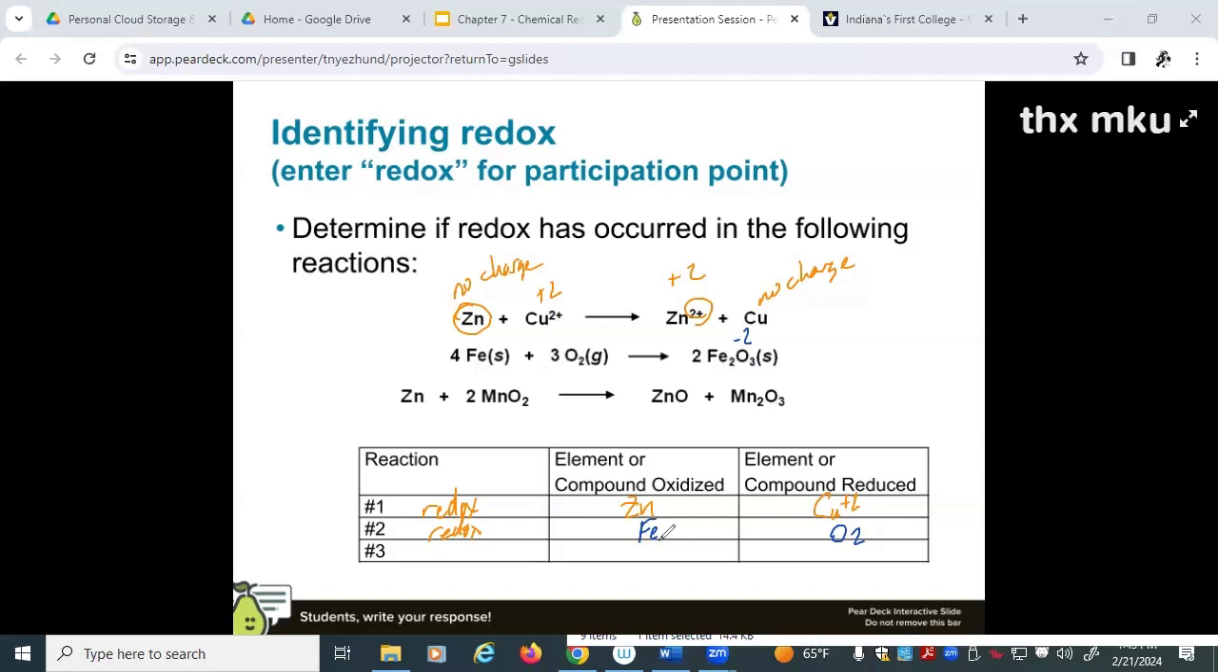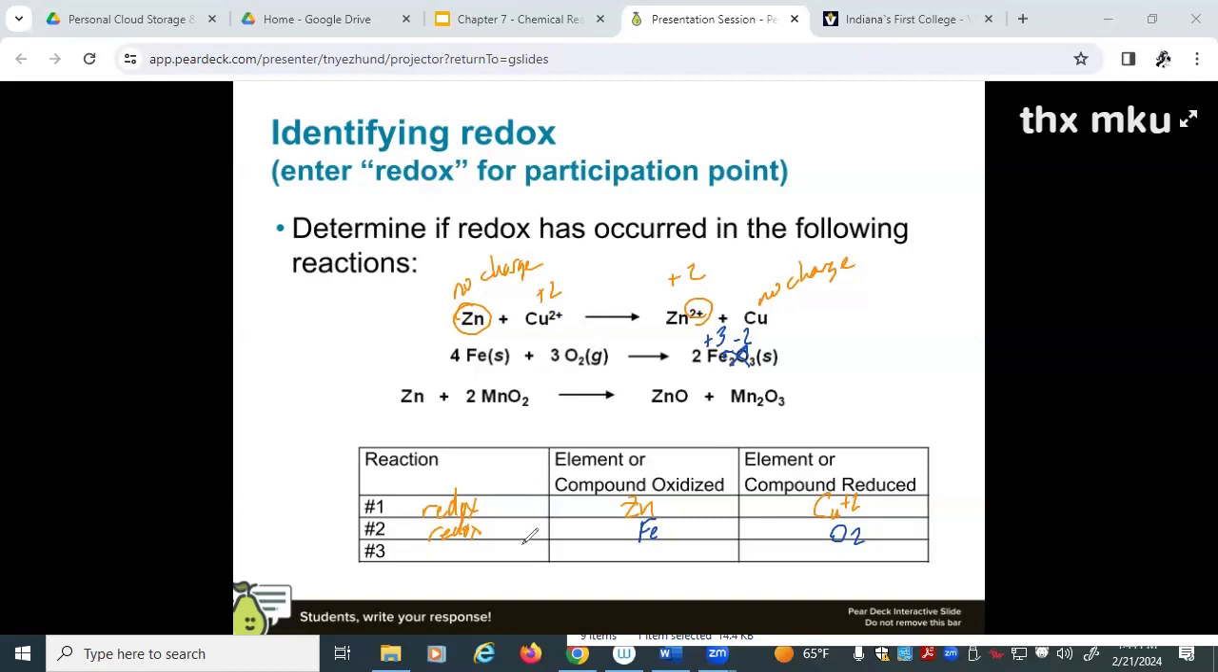Now, how do we prove that to ourselves? Well, we can look at this and go, well, metals make positive ions. If we did the reverse crisscross here, the subscript of 3 would become the charge of the iron, the subscript of 2 the charge of the oxygen. So the iron's +3, so it went from no charge to +3 charge. So it had to lose electrons to do that.